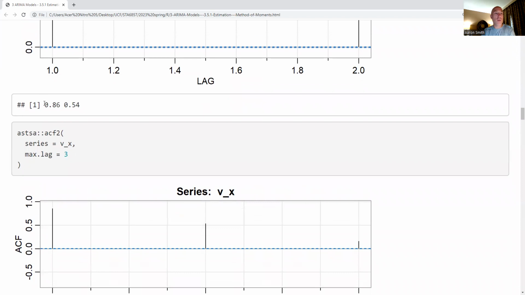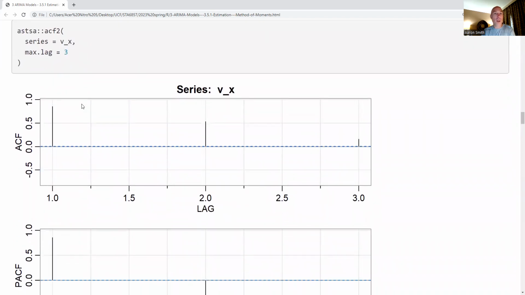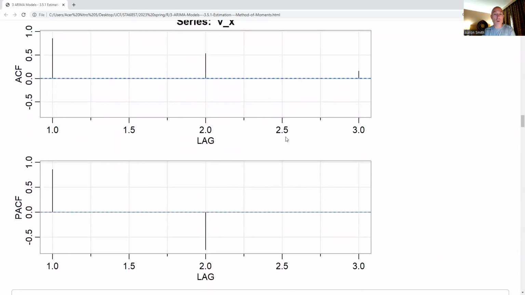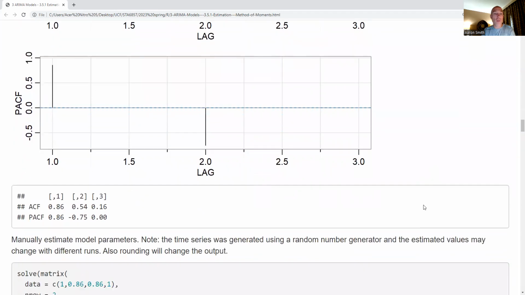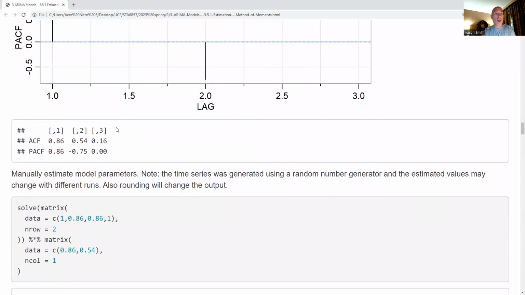Here we've got those autocorrelation values. Here we can look at the autocorrelation values and the partial autocorrelation over here. Notice that it cuts off as it should when we're dealing with a strictly autoregressive process. So here are our estimates.